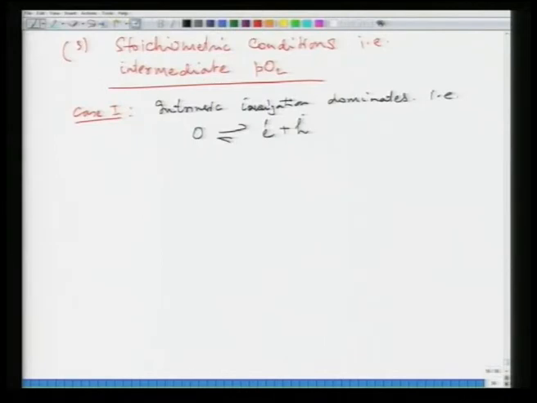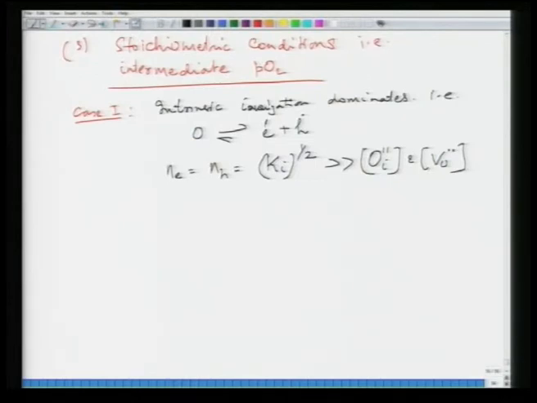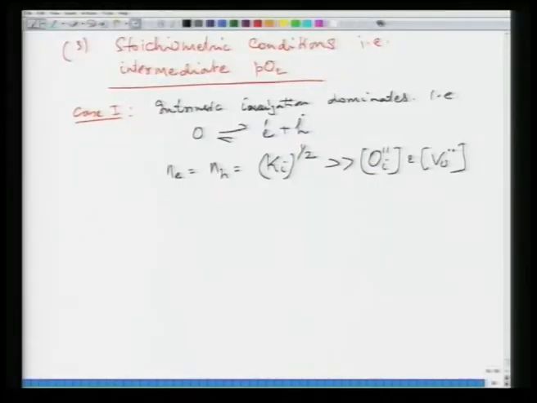That is electron and hole creation. So, corresponding concentrations would be here Ne is equal to NH is equal to Ki to the power half, and in this case, since this is the dominating phenomenon, these two are much larger than both OI and VO. Okay. But you still have some OI and VO present. So, how do we find out the concentration of OI and VO?